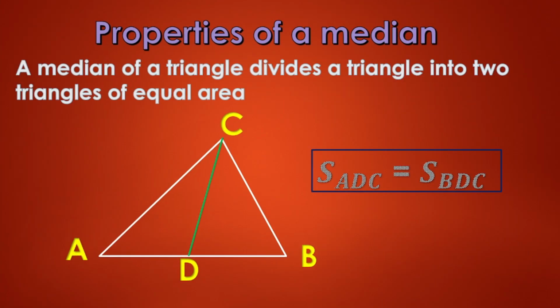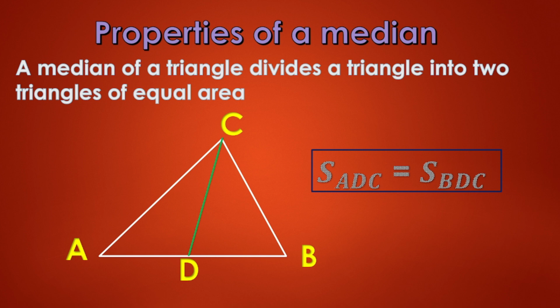A median divides a triangle into two triangles of equal area. You see a triangle that is divided into two equal triangles, and since they are equal, their areas are also equal. The area of ADC equals area of BDC.